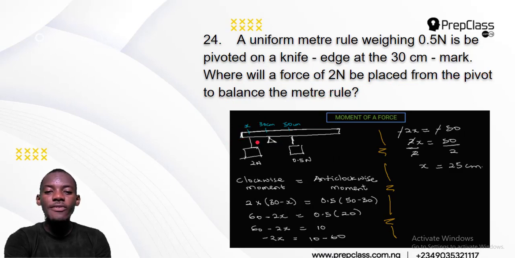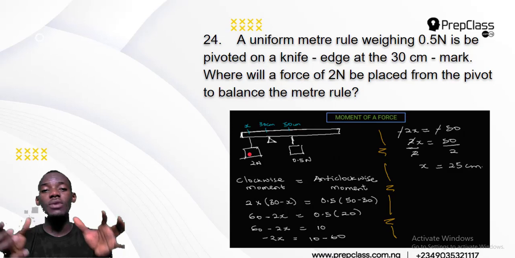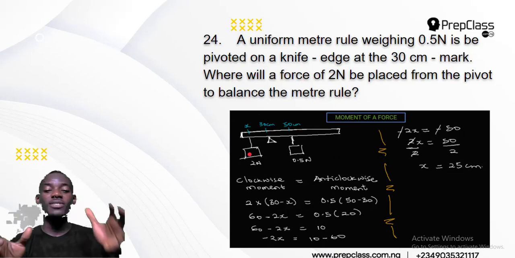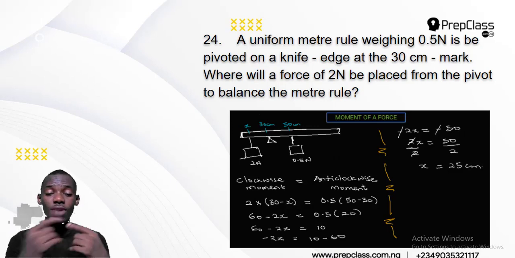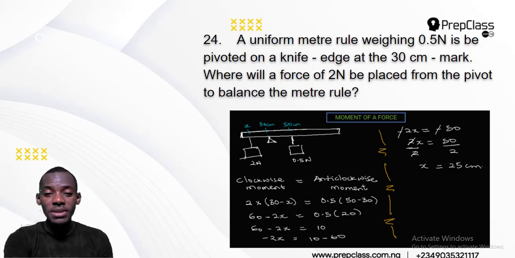Now you have to place a force of 2 Newton at the other side of the metal rule. You know, for you to have your balance, the weight must be here and here. So it must balance. So the second force must be at the other side of the metal rule in order to balance it, not where the weight is.